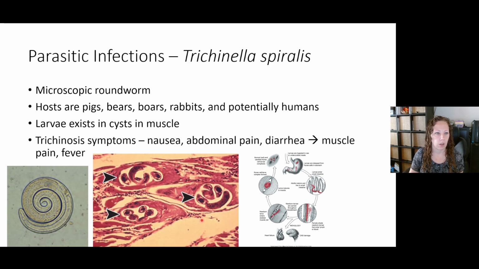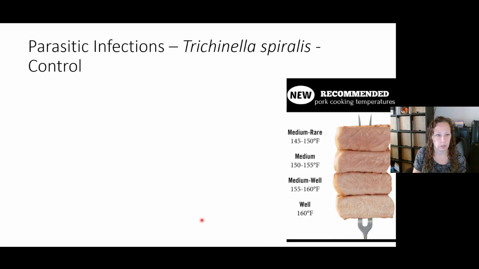The symptoms of trichinosis. So when it's in the worm form in your digestive system, it can cause nausea, abdominal pain, and diarrhea. And then it lays those eggs, and the larvae get in your muscle, and that can cause muscle pain and fever. So how do we control Trichinella spiralis? So you cook the product to 160 degrees Fahrenheit. You can freeze the product for 20 days.